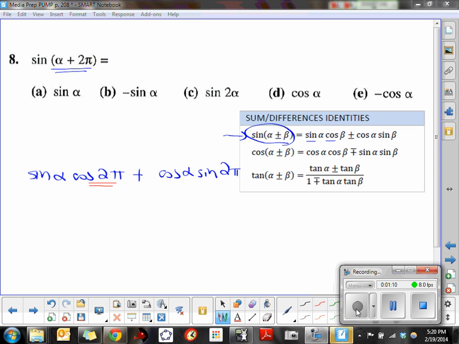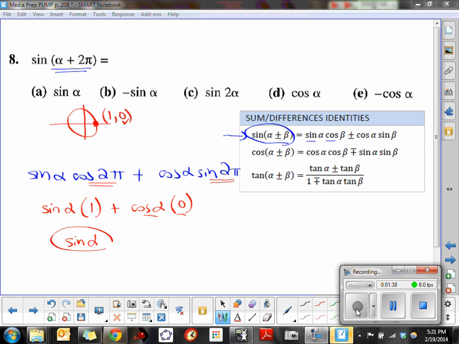The cosine of 2 pi, well, 2 pi is one complete rotation around here, and since cosines harvest the x values, the x value at that ordered pair is 1. So it's really just the sine of alpha times 1, plus the cosine of alpha times the sine of 2 pi. Well, the sine of 2 pi harvests your y value, which is 0, so it's cosine of alpha times 0. Well, 0 times any number is 0, so it's just the sine of alpha times 1, or just sine of alpha. So the sine of alpha plus 2 pi is just sine of alpha, or letter A.